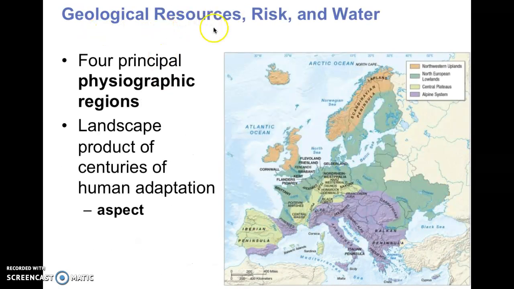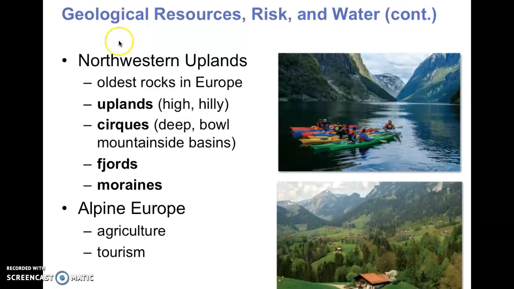So there's geological resources, risks, and water. There are 4 principal physiographic regions. In other words, there are 4 regions that are kind of distinctive. Landscapes are a product of centuries of human adaptation. The Romans modified the landscapes, and it's been modified by Europeans through the Middle Ages until today. And so it changes how the land is used and what we can do with it. Now, they're basically geological resources, risks, and water.